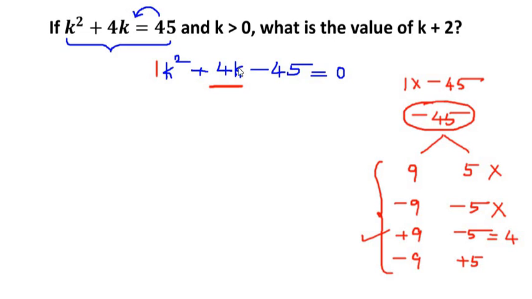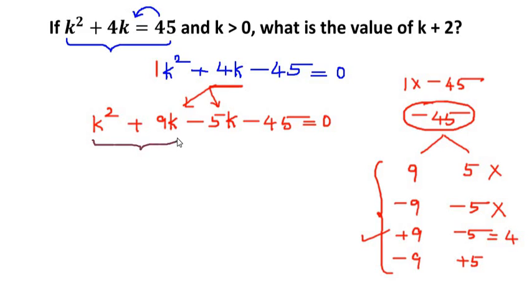So I'm going to split the middle term using these factors now. So I can write it as k square plus 9k minus 5k minus 45 is equal to 0. So 4k is being split as 9k and minus 5k using these factors. The next step is to group them. So I'm going to group the first 2 terms and the next 2 terms.